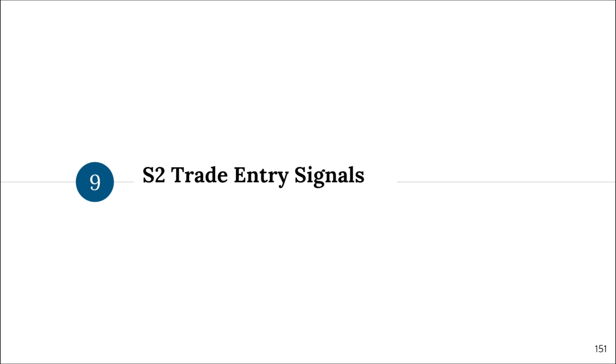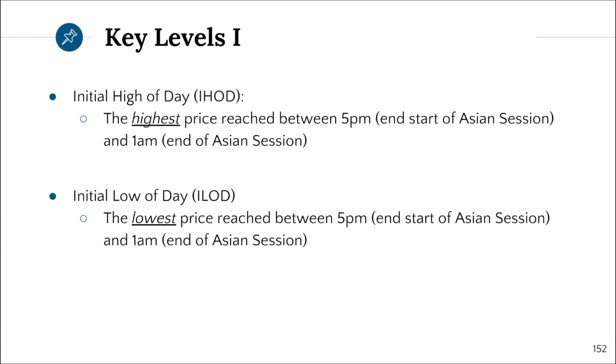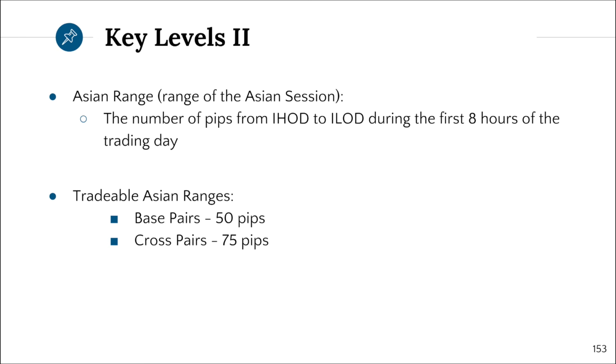So let's begin with key levels. The first 2 levels I want to discuss are initial high and initial low set during the Asian session. These 2 prices are reached between 5 p.m. and 1 a.m. That's when the Asian session is trading. We look at the chart and we look at the wicks to determine the high and the low set during that range. We can then subtract the high from the low to get the Asian session range. This range is very important for us when trying to qualify a trade.